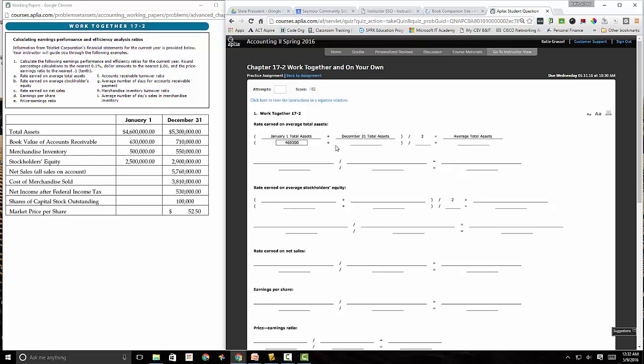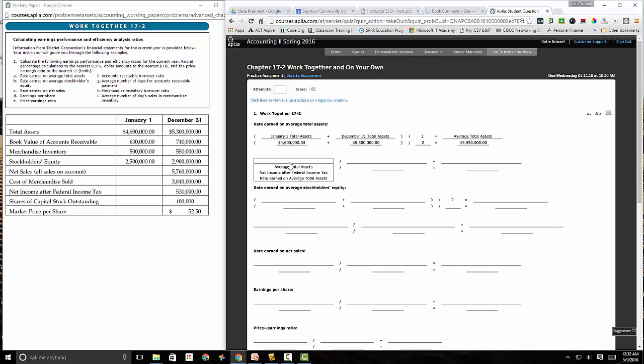4,600,000. My December 31st total assets is going to be listed here, 5,300,000. Divide by 2. Take your calculator out. That should give you your average total assets of 4,950,000.